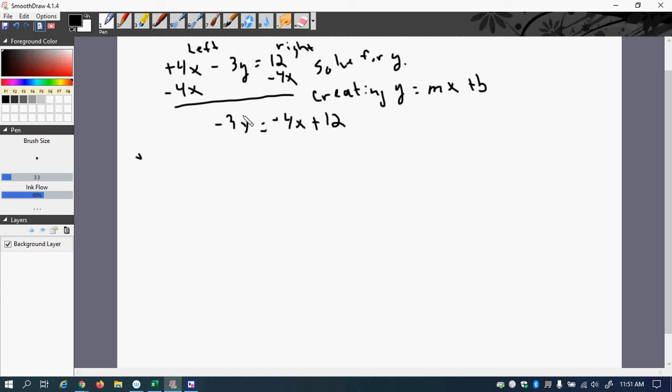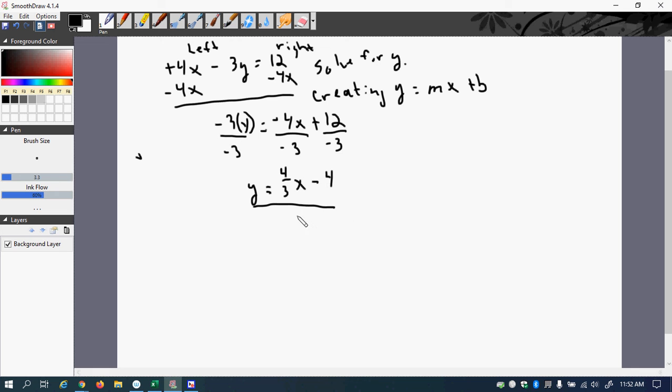Then the next step is to undo what I see here, and this is multiplication because there's no plus sign or minus sign between the negative 3 and the y. So the undoing is to divide by negative 3, on every term. Now I have y equals a negative divided by negative, which is positive, 4/3 x, and then a positive divided by negative is negative 4. Here is my final equation. It's now solved in terms of y.